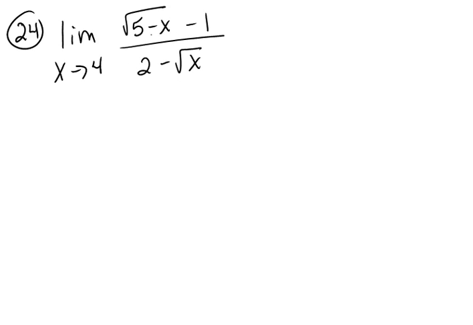Notice if you plug 4 in, you do get the square root of 5 minus 4, which is 1. Square root of 1 is 1. 1 minus 1 is 0. Over 2 minus the square root of 4, which is 2 minus 2, or 0. So we do have the indeterminate form 0 over 0.